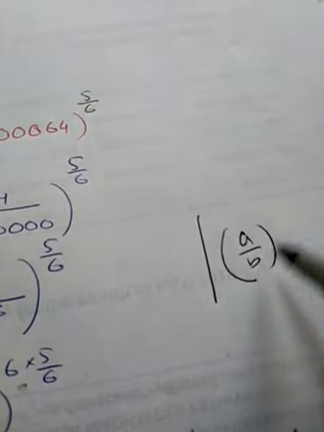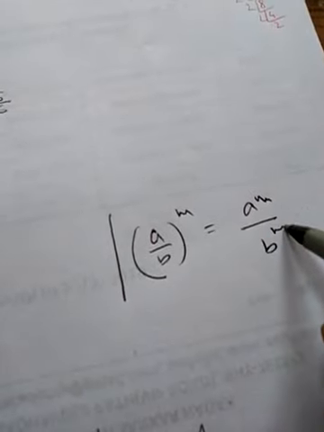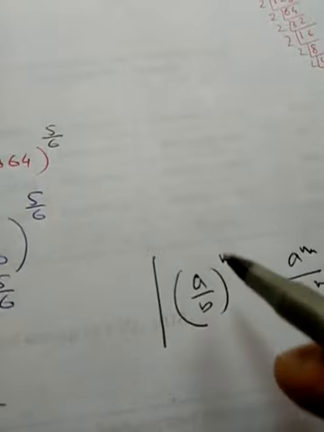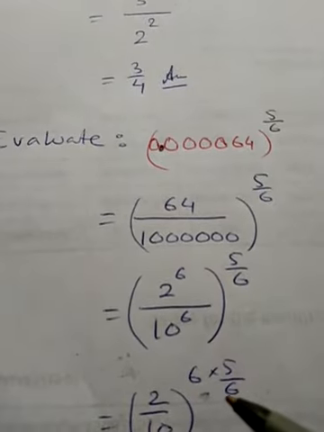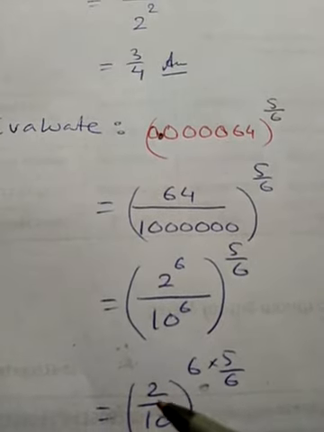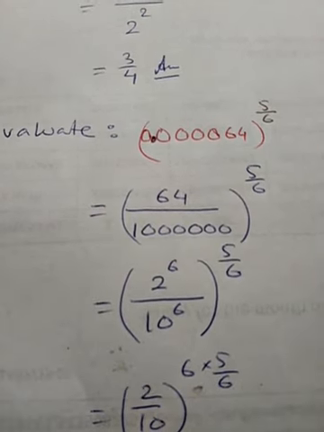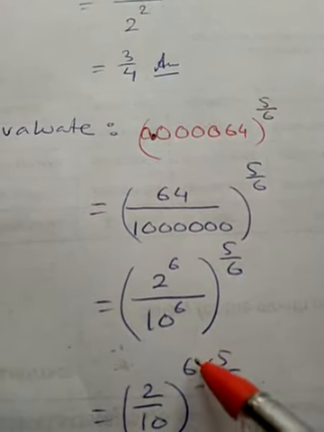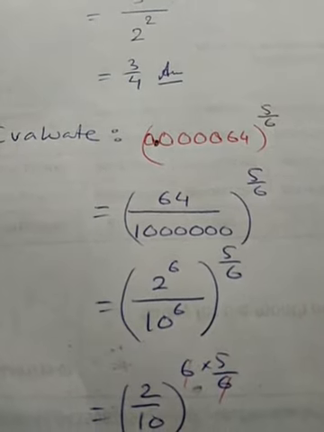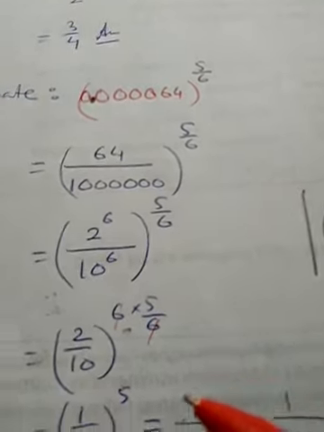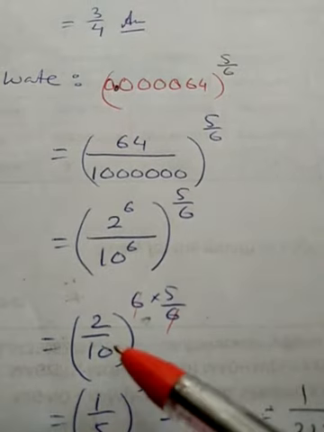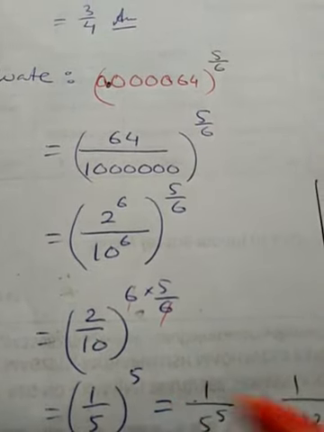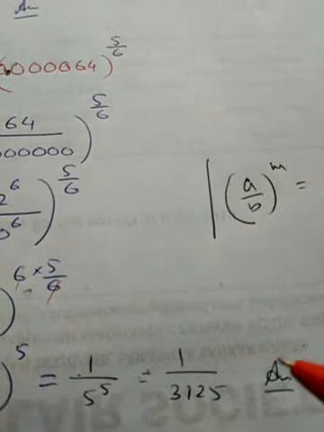This 6 we have taken outside, as we got (a by b) to the power m means a to the power m divided by b to the power m. So from this we can write this also. That step we have done here. The 6 we have taken outside. Now this will be (2 by 10) to the power 6 into 5 by 6. And now at this stage, this 6 and 6 can be cancelled. So we are left with (2 by 10) to the power 5. And then this 2 by 10 we can cancel by 2 in both numerator and denominator. So then this will become (1 by 5) whole to the power 5, and this will be the answer.